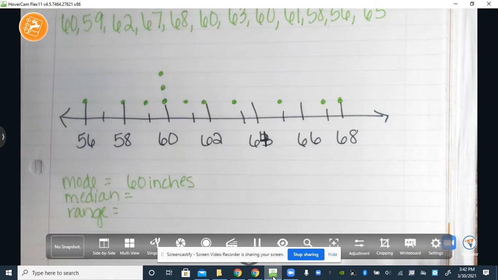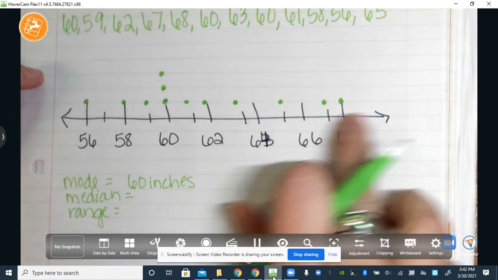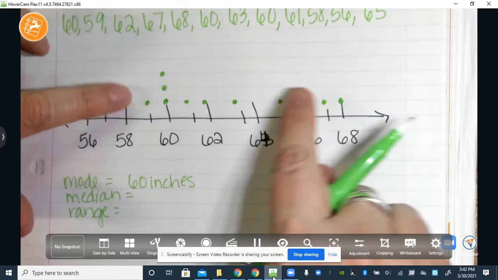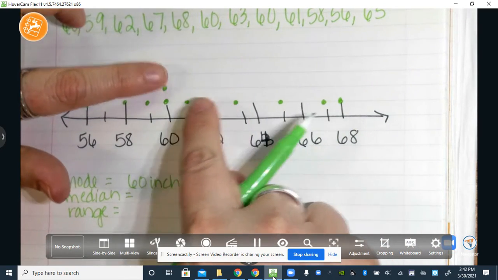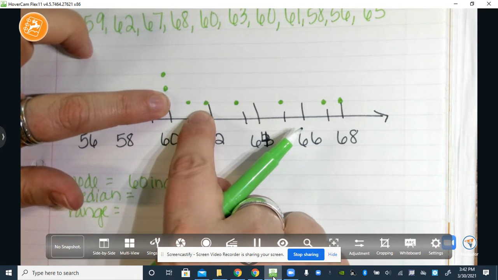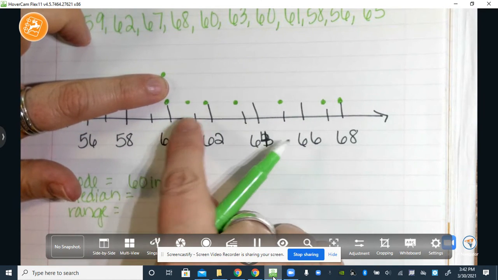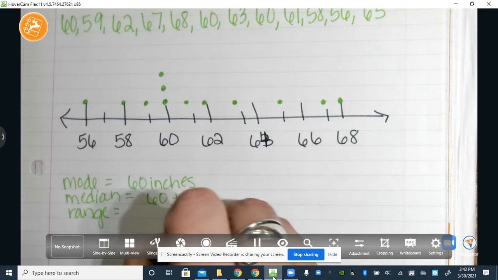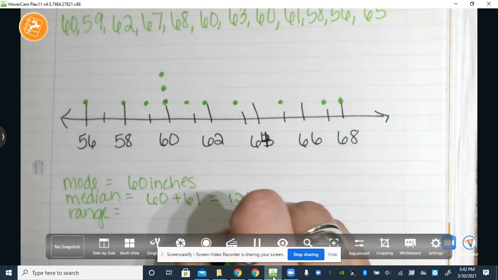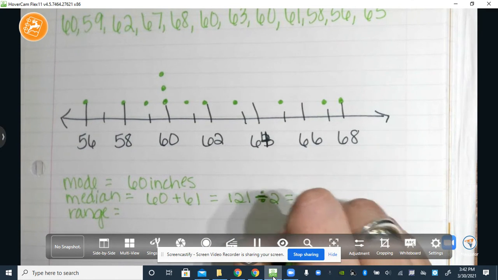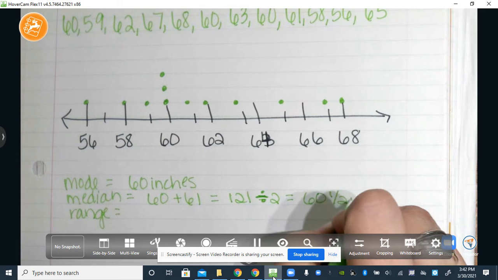The median, find the middle number. So if I look at this, they're already in order. So I just cross off a high and a low each time. And my median is right here at 2 numbers. So it's 60 and 61. So 60 plus 61 gives me 121 divided by 2 gives me 60.5 inches.